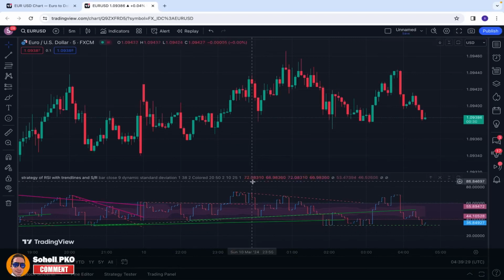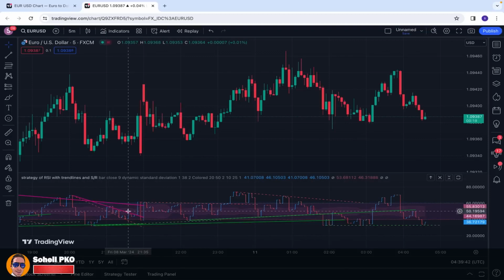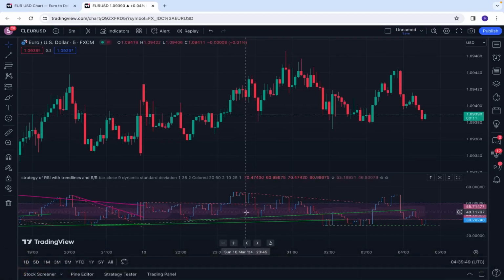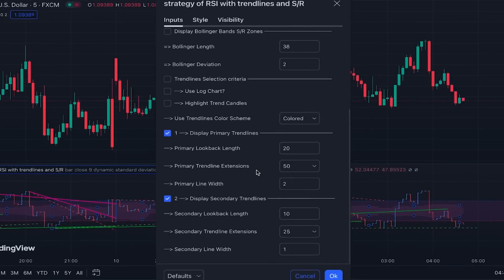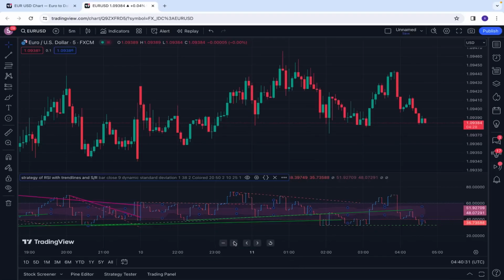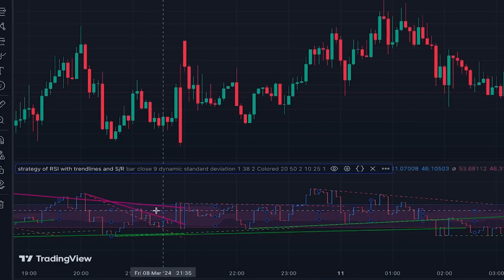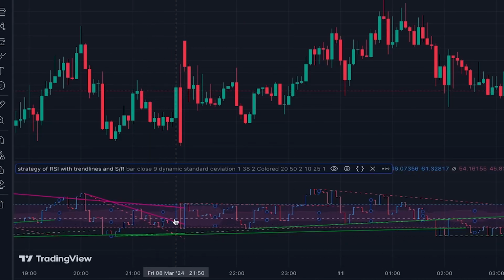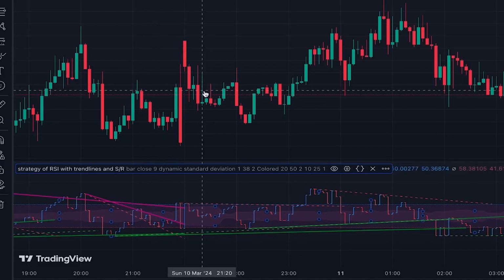Alright, this is the indicator, and as you can see, it's added here below the chart. This indicator is a mix of RSI, trend lines on RSI, and also support and resistance levels by the help of Bollinger Bands. Here on RSI, we have two types of trend lines. In the settings of the indicator, here in the inputs tab, you can see we have settings for primary and secondary trend lines. The use case of RSI trend lines is that when they are broken, they can signal reversal points of the market. For example, when this trend line or this trend line are broken, it can give us the signal for starting point of an upside move.